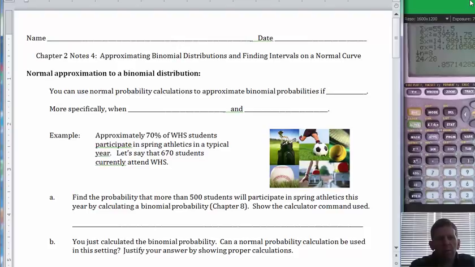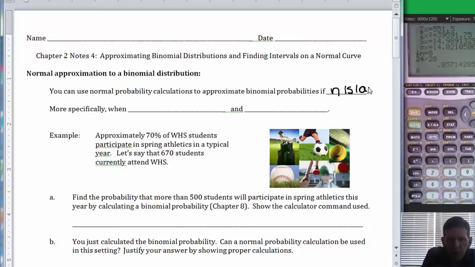These are the Chapter 2 Notes 4 on approximating binomial distributions and finding intervals on a normal curve. So today we're going to use material that we've just talked about from Unit 2 on the normal curve to answer questions that we learned originally about in Chapter 8, where we talked about binomial distributions. First of all, you're allowed to use information from our current chapter to answer questions from Chapter 8 if n is large.